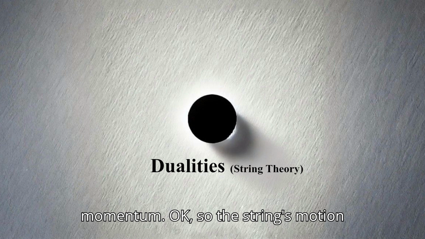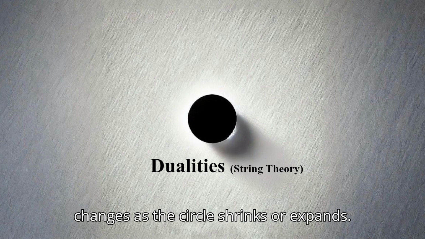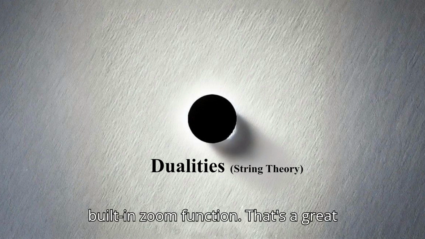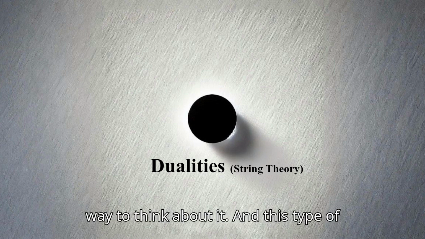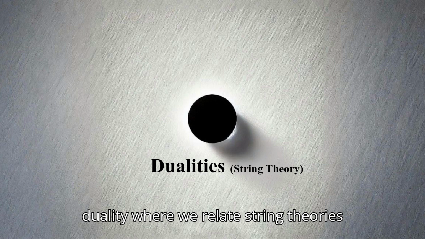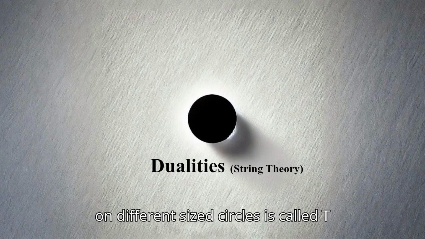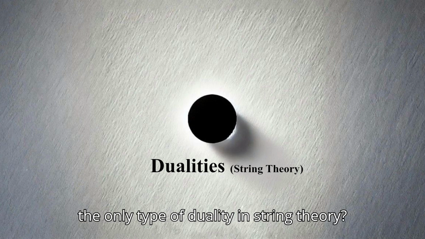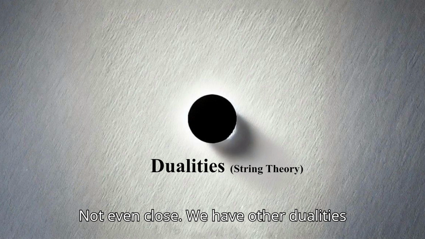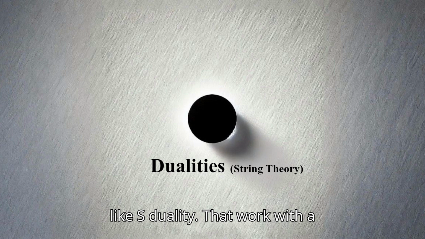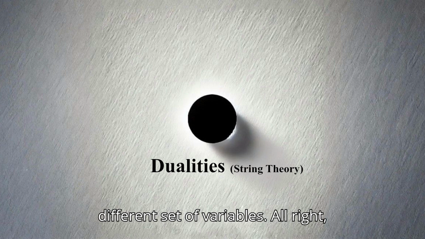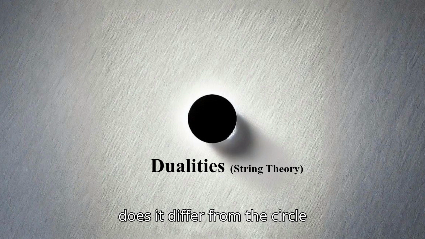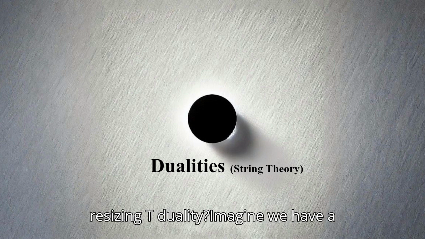Okay, so the string's motion changes as the circle shrinks or expands. It's almost like the universe has this built-in zoom function. That's a great way to think about it. And this type of duality, where we relate string theories on different size circles, is called T-duality. T-duality, got it. So is that the only type of duality in string theory? Not even close. We have other dualities, like S-duality, that work with a different set of variables. All right, tell me more about S-duality then. How does it differ from the circle resizing T-duality?